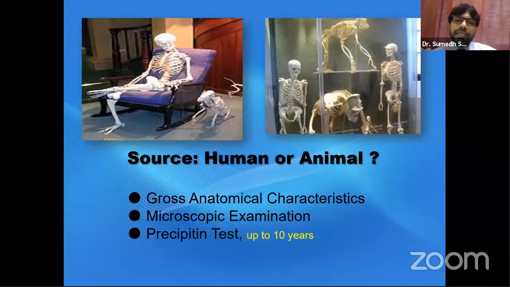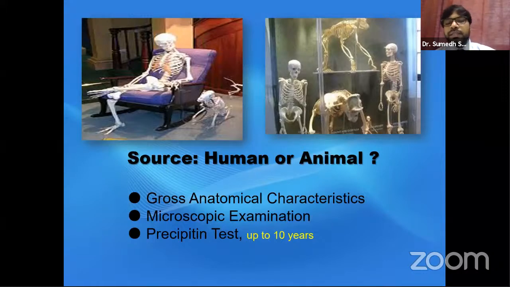And again, I just discussed the microscopic examination. What does this microscopic examination mean? A microscopic examination is for a peculiar lamellar pattern. Peculiar lamellar pattern indicates the arrangement of bony lamella and the shape of the bone. So this is specific. The third important thing is the precipitin test.